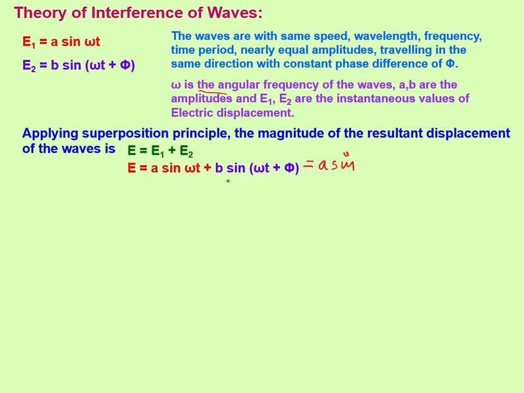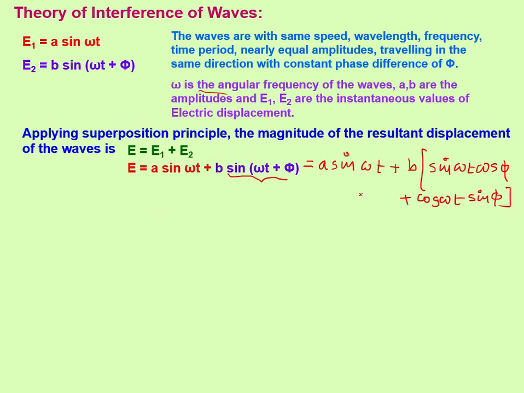Let's see. A sine omega t as it is, plus B. We'll expand this. Sine omega t plus phi can be expanded as sine omega t cos phi plus cos omega t sine phi. This is the expansion of sine omega t plus phi.